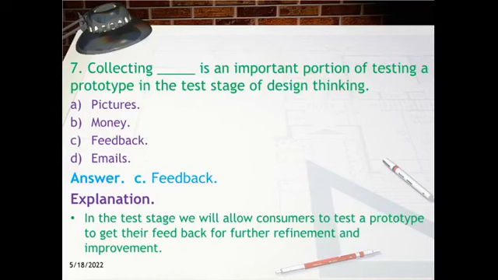7. Collecting ___ is an important portion of testing a prototype in the test stage of design thinking. Pictures, money, feedback, emails. Answer: C. Feedback. Explanation. In the test stage, we will allow consumers to test a prototype to get their feedback for further refinement and improvement.